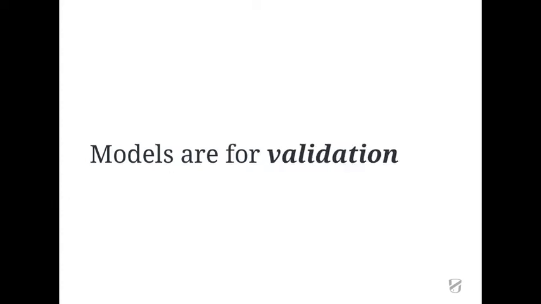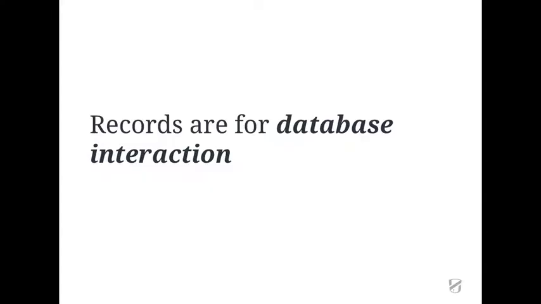But models are more for validation. You put your data into a model, and you can actually do model arrow validate. Like, does this actually match the data model that I have set for my model? Whereas records are used for actual database interaction. So a record works with the database that you create. A record talks directly to a specific database table and will add records to that, find them, delete them, all that stuff.